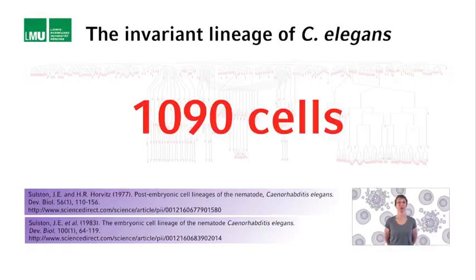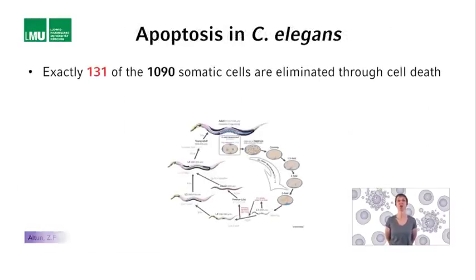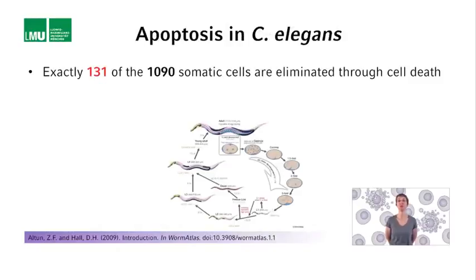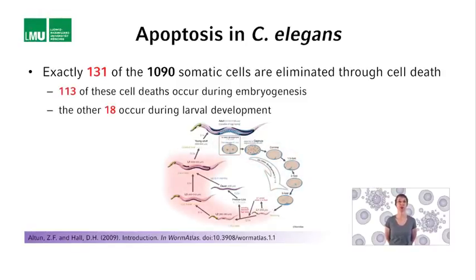Why is that? What process could reduce the number of cells from 1,090 to 959? Cell death. You probably guessed right. Exactly 131 of the 1,090 initially formed somatic cells are eliminated again through cell death. 113 of these cell deaths occur during embryonic development. The remaining 18 cell deaths occur during post-embryonic development, during larval development, basically.